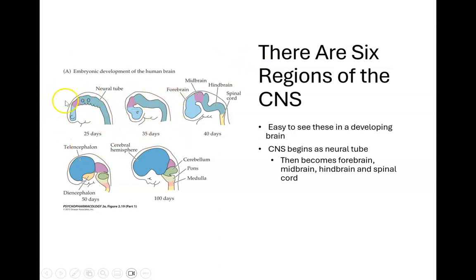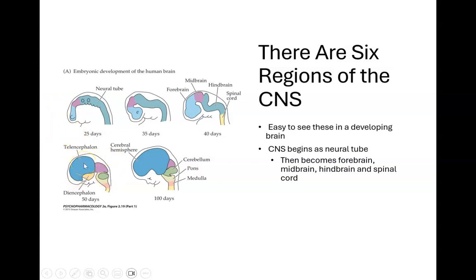So initially, the central nervous system basically begins as a neural tube. You can see here that at 25 days of embryonic development, we basically have just a tube. By 40 days, it is beginning to differentiate into something that looks more like the human brain that we are used to. And we can actually see the beginnings of areas like the forebrain, the midbrain, and the hindbrain, as well as the spinal cord.